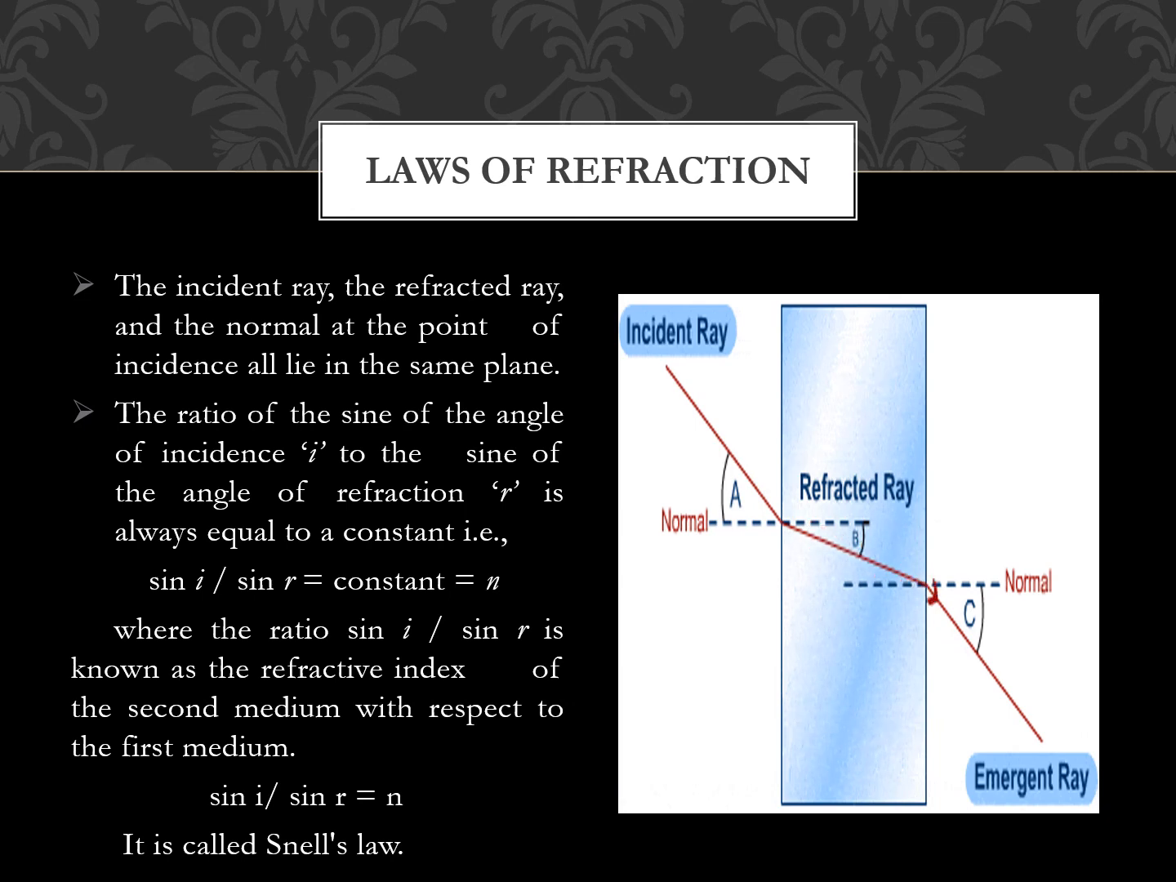The ratio of the sine of the angle of incidence to the sine of the angle of refraction is always equal to a constant, which is represented by small n, and it is known as the refractive index. n is equal to sine i by sine r, and it is also called Snell's law. This is a very important law. You are going to use this law in order to calculate the numericals.